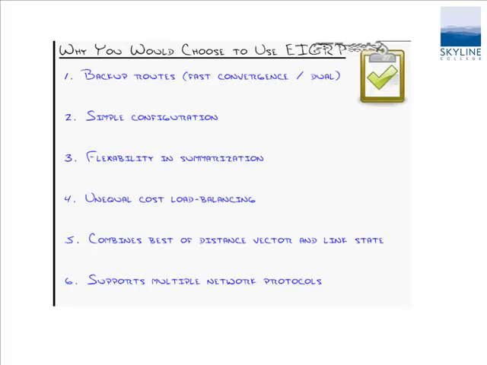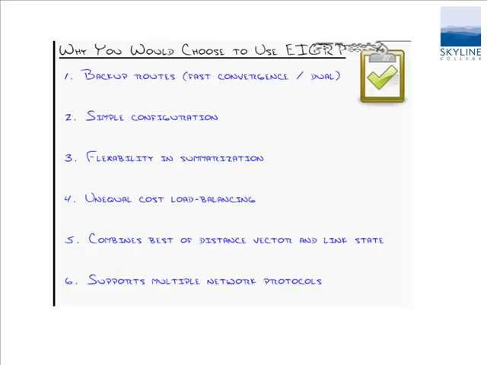Unequal cost load balancing. We talked about in RIP that if we had multiple paths that had the same metric, it would load balance. Equal cost load balance. That's why if we had a T3 and then a 64K, it essentially made the T3 line a 64K, because it sends one on the 64K, one on the T3, and it can only go as fast as the slowest interface. So you've now created a 64K line.